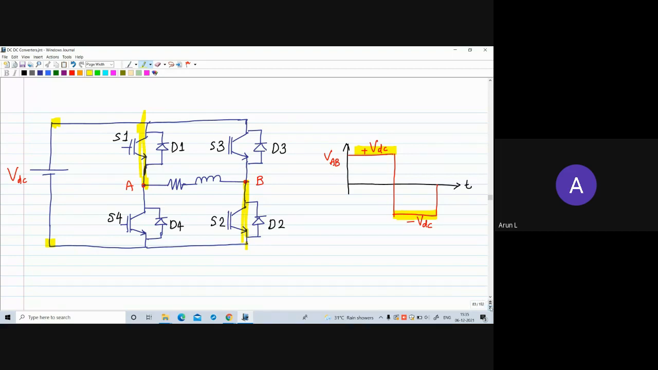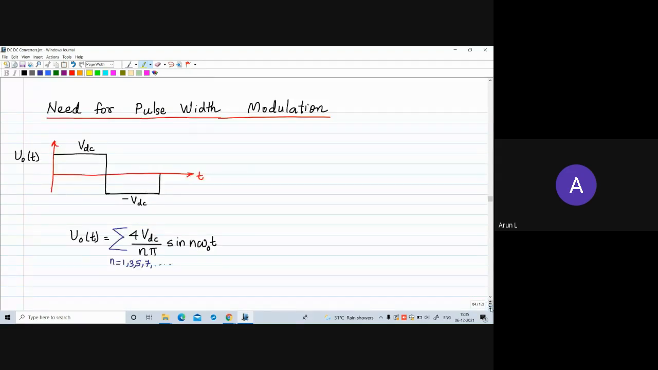So we will get a square waveform, an alternating voltage across the load. And if the load is highly inductive, we will see what is the shape of the current. When you are analyzing this, if you write the Fourier series of this waveform, all odd harmonics will be present.